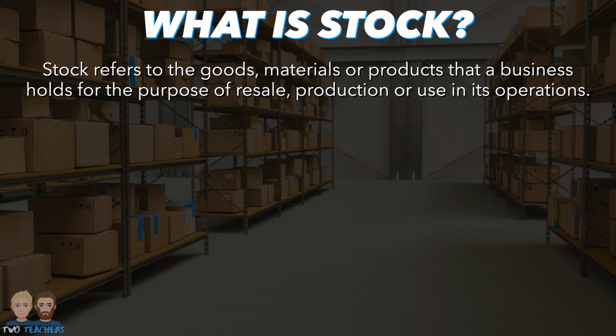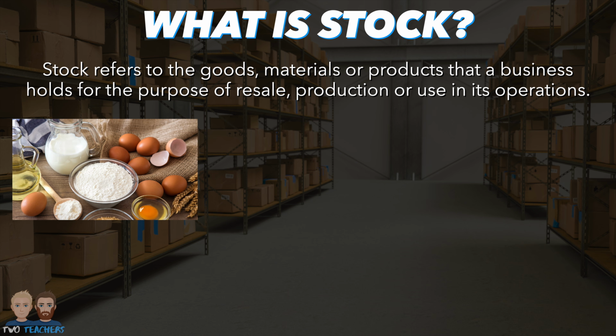Stock refers to the goods, materials, or products that a business holds for the purpose of resale, production, or use in its operations. It represents the tangible assets a company keeps on hand to meet customer demand or support its production processes. Stock can take various forms. These forms are raw materials. These are the items used to create products. Think flour, yeast, salt and oil as the raw materials needed to make bread.